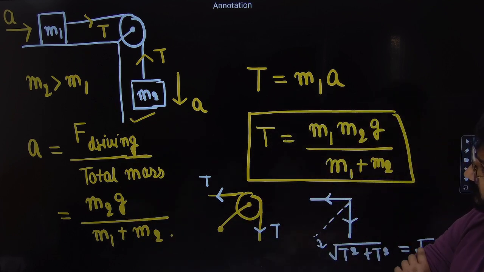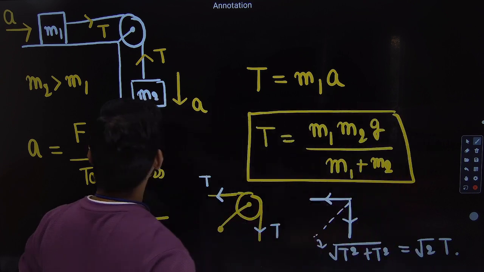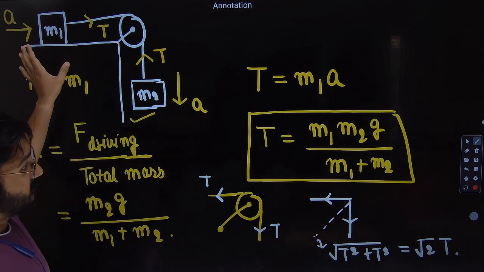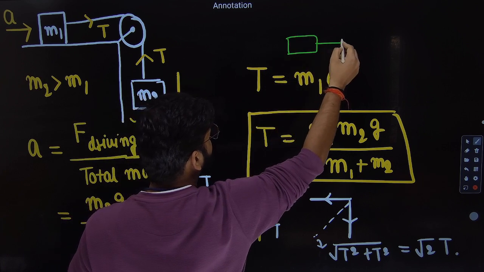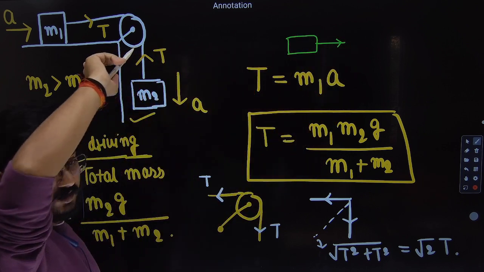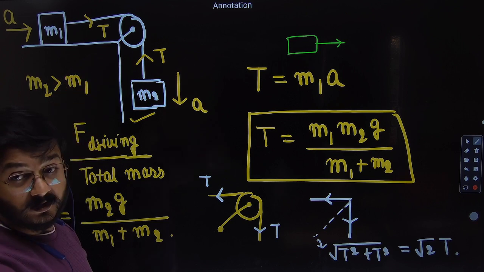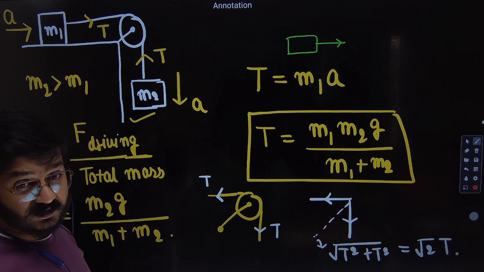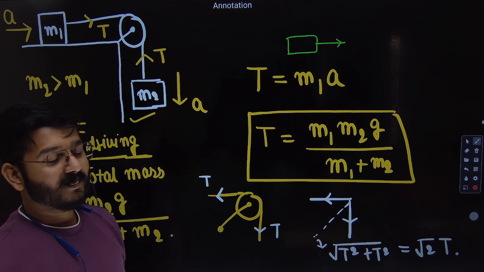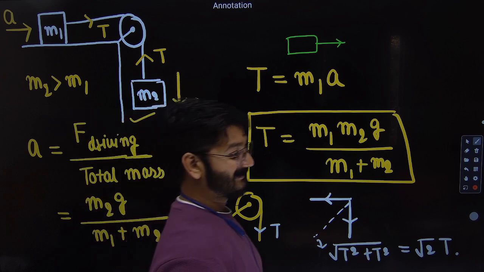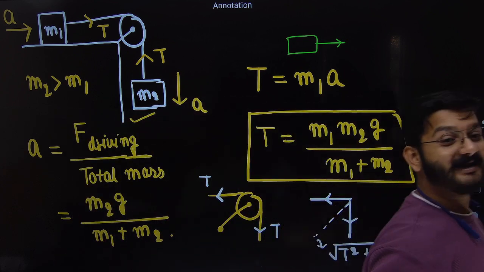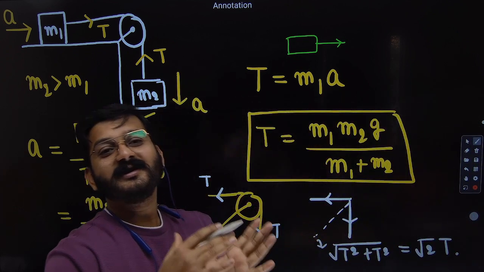Now, last thing. If I draw the free body diagram of this block, I will draw here. What is the force acting in the horizontal direction on M1? What is the horizontal force acting on M1? Tension. Same thing. They are equal, but we equate it to MA.